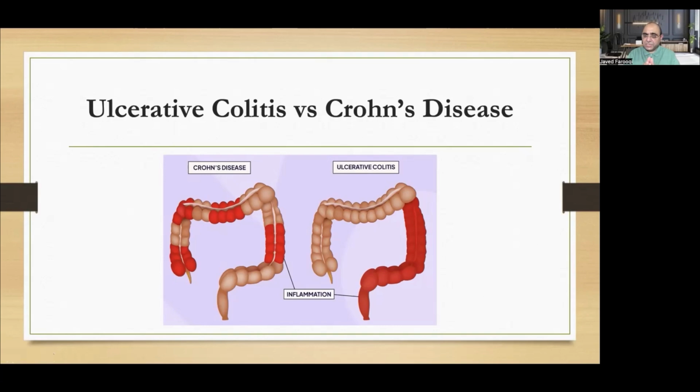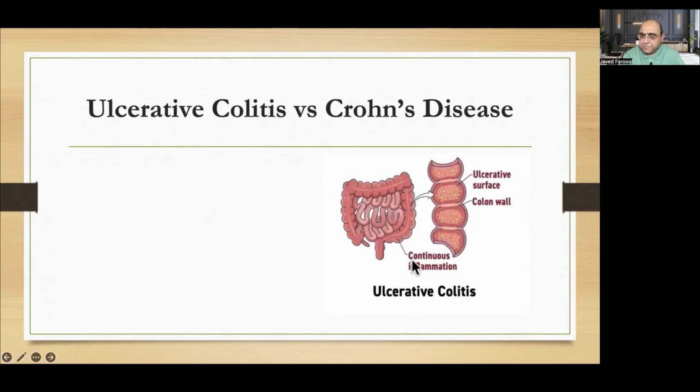Ulcerative colitis is a disease of the colon, while Crohn's disease can affect the GIT from the lips to the anal areas. So when it is involving the colon, the pattern of involvement of the colon is patchy at multiple sites.